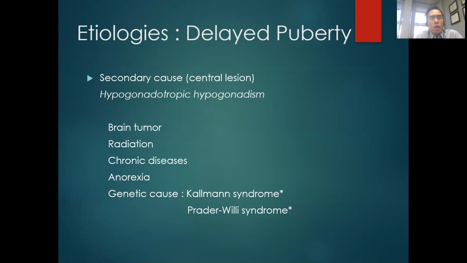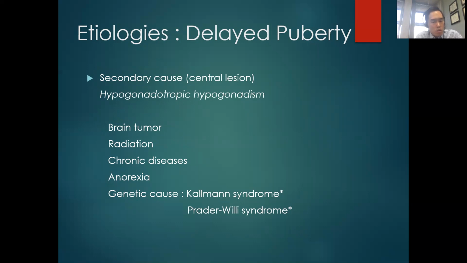A chronic disease can disrupt the HPG axis, so you have very low gonadotropin. So it can cause hypogonadotropic hypogonadism. Anorexia is one of them, because of the severe calorie restriction, it affects the HPG axis.